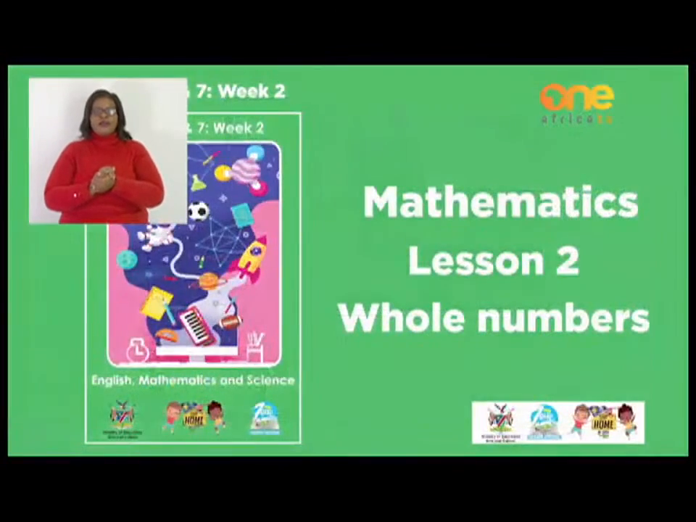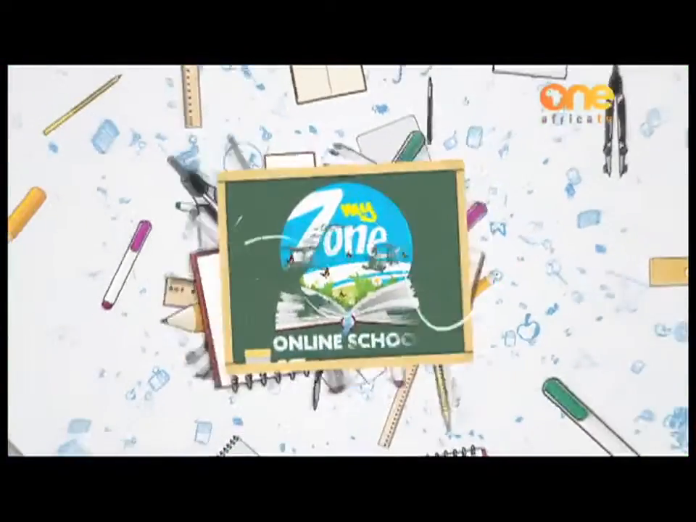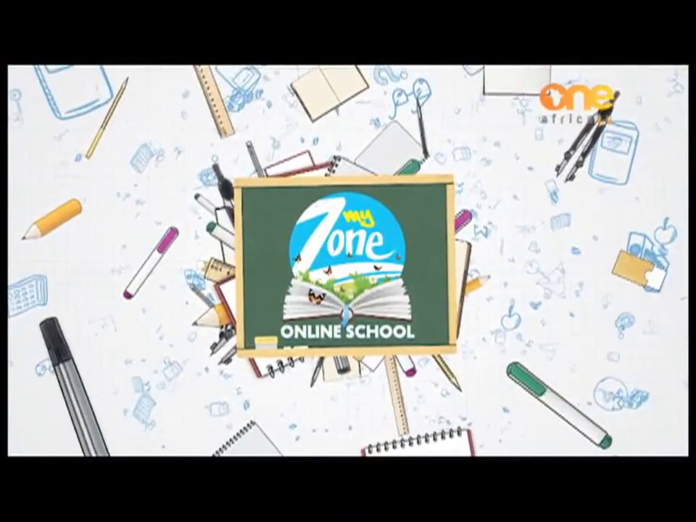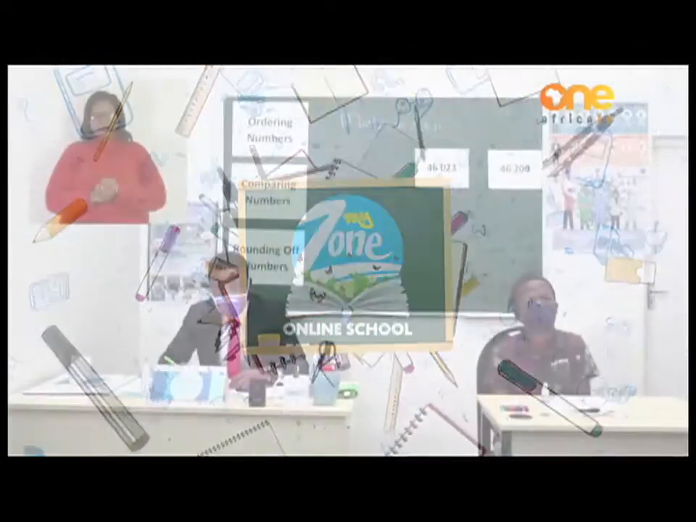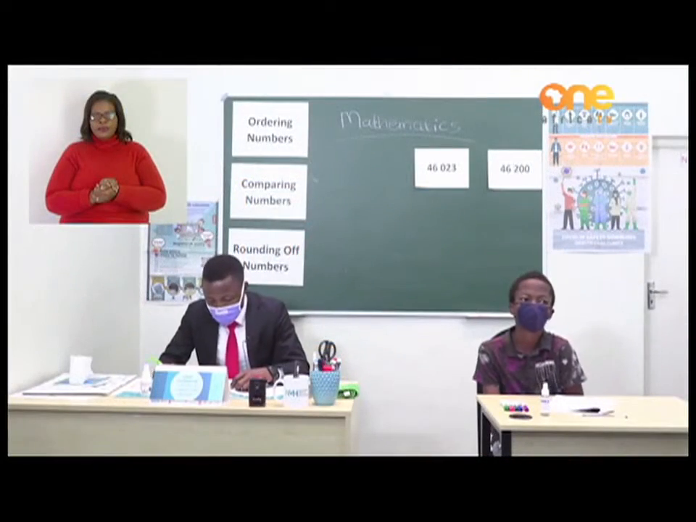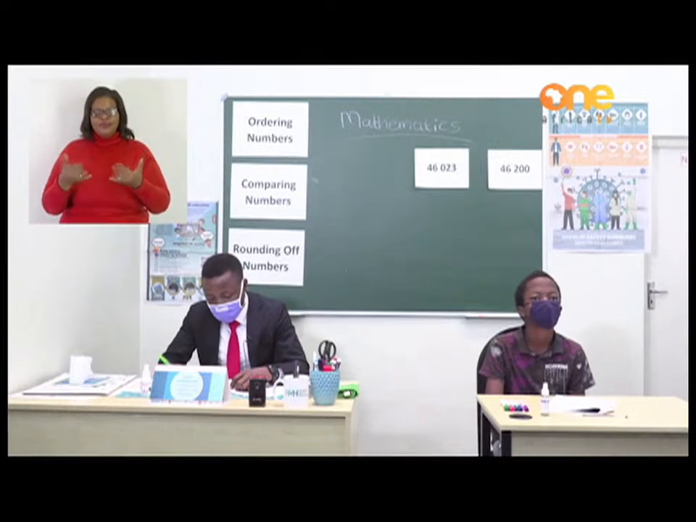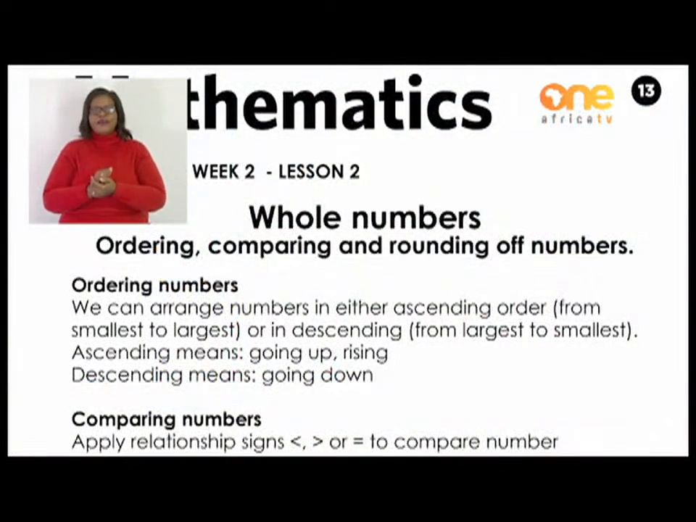Our lesson for today will be whole numbers. So we are now on page 13. Let us go to page 13. So we'll start with the whole numbers, whereby the objectives of that lesson will be ordering, comparing, and rounding of numbers. So we'll start with ordering numbers.